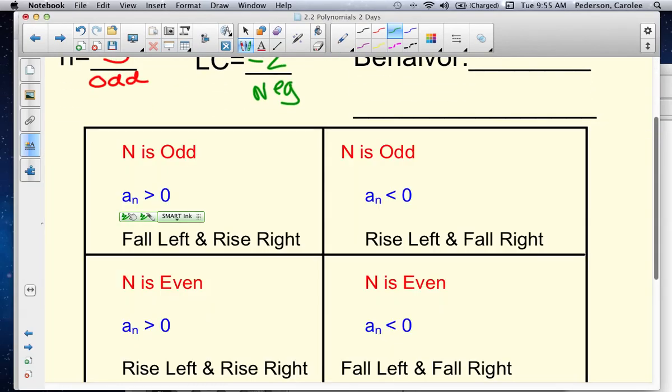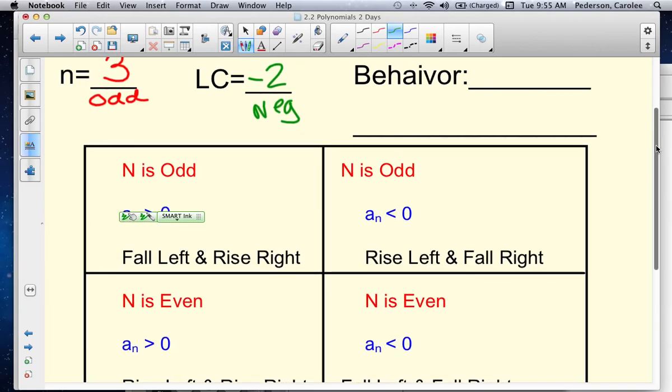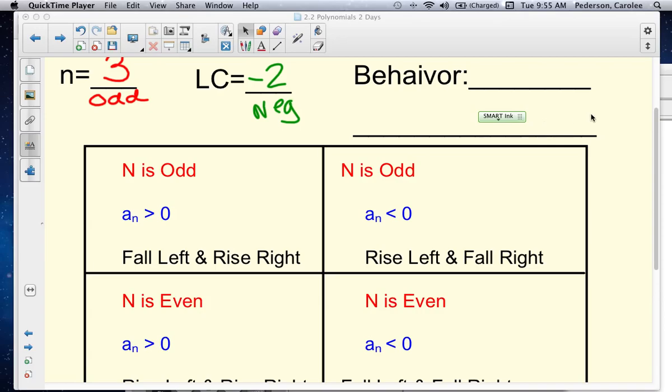All right, so let's look in the boxes. We're doing the top 2 boxes, and our leading coefficient is negative. We do want you to move away from having to rely on these 4 boxes. Start to think about leading coefficient and even or odd, and kind of start to remember, okay, I know which way it goes. It's rise and it's fall, right and left.